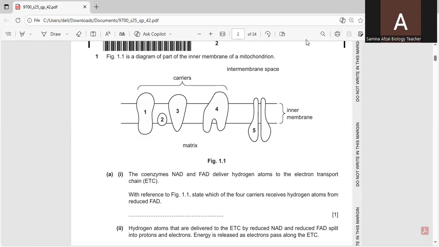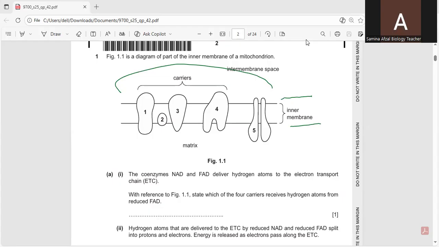So, with reference to figure 1.1, state which of the 4 carriers receives hydrogen atoms from the reduced FAD. So, there they have shown the 4 carriers, which are 1, 2, 3, and 4. These 4 protein complexes are embedded in the inner mitochondrial membrane.